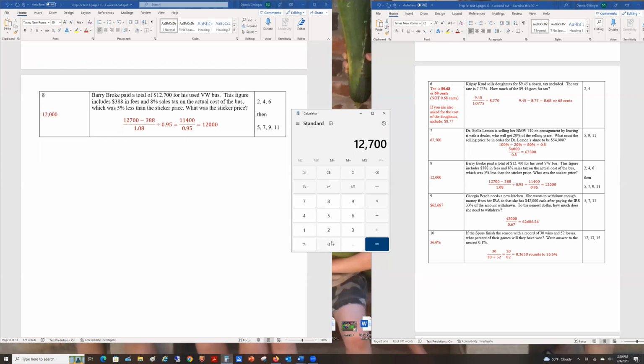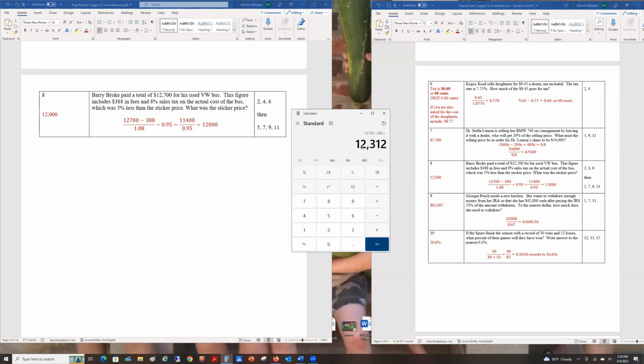12,700 subtract the $388 in fees. And pay attention to the pennies. Sometimes the fees have pennies on there. You got to include that as well. Now, I need to say equals right now, because if I say divided by, and this calculator does order of operations, it will divide 388 by 1.08. But I don't want it to do that. I want to calculate that first.